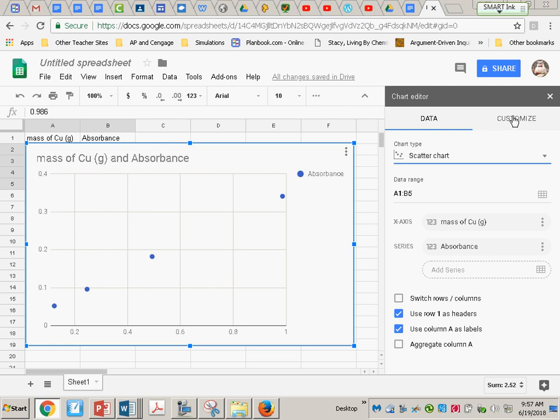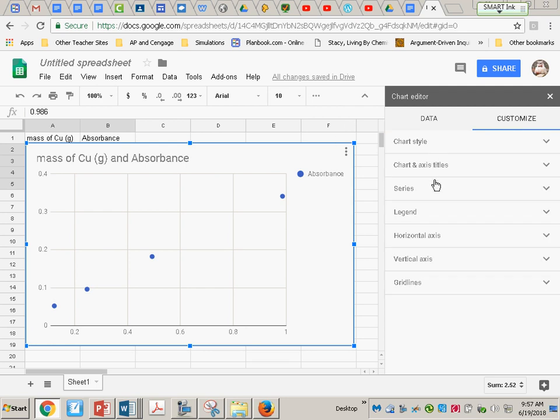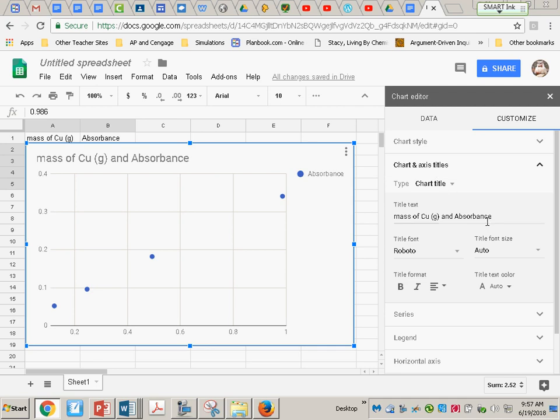So now I'm going to go into Customize right here. And here's where you can do a lot of the finessing of the graph. So first up, Chart Title. I don't like that title, so I'm going to say Standardization Curve of Copper. So I know that that's what it is. That's the point of it. And here is also where I can add labels to my x-axis and my y-axis. So first up is my x-axis. What's being graphed on my x-axis? X-axis is grams of copper.